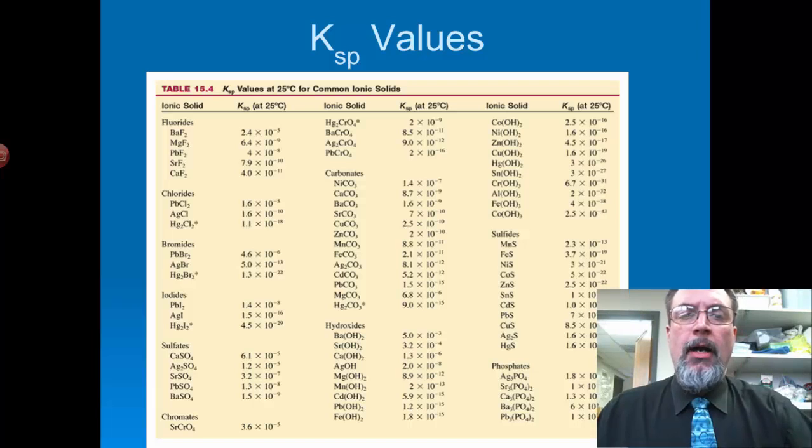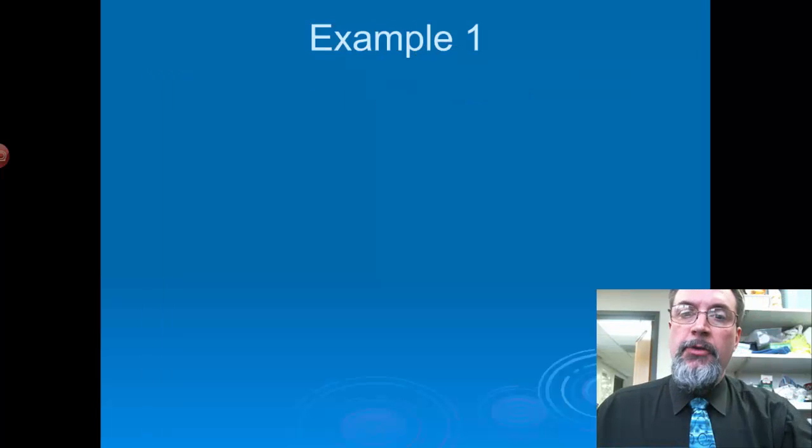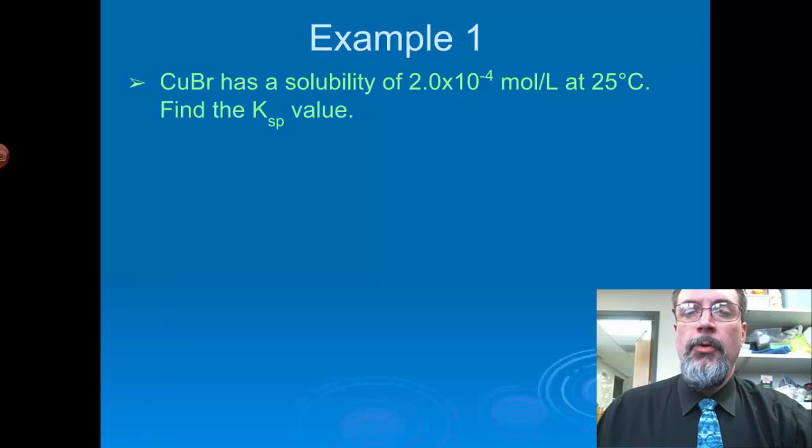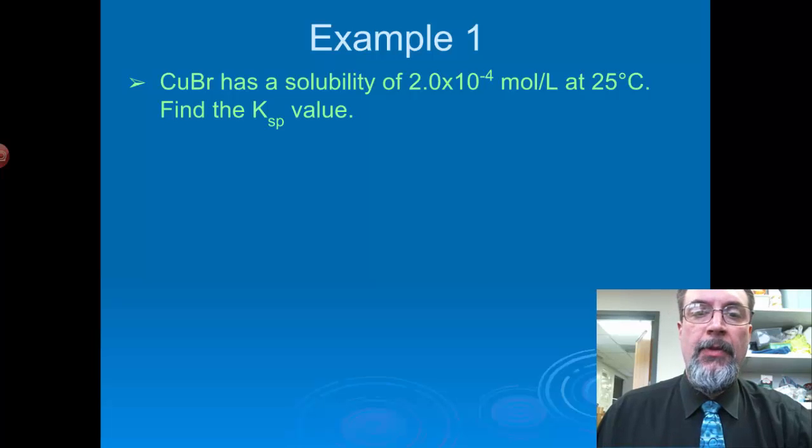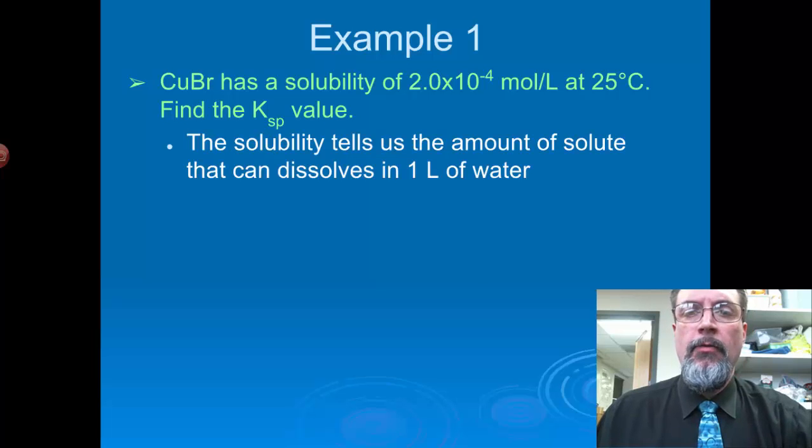Okay, copper 1 bromide has a solubility of 2.0 times 10 to the minus 4 moles per liter. That means the maximum amount of copper 1 bromide that will dissolve is 2.0 times 10 to the minus 4 moles per liter at 25 C. We want to find the KSP value for CuBr. So we can calculate KSP simply the same way you'd calculate K. Okay? Solubility is the maximum amount of solute that dissolves in a liter of water.